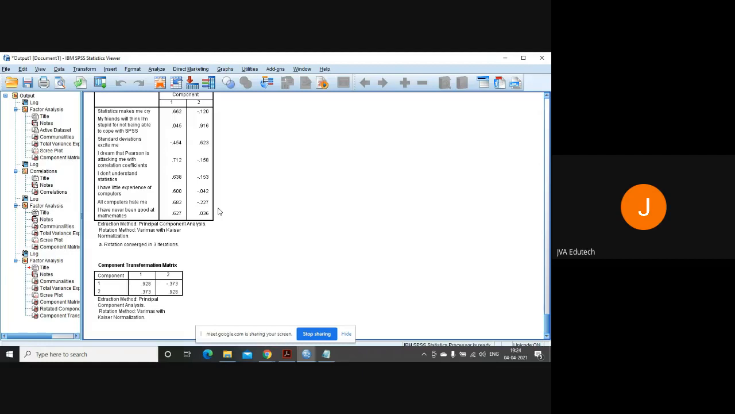Now coming to the second method, that is exploratory factor analysis. Again, it is a method of factor extraction, like principal component analysis. If the total variance is explained by common variance as well as some unique variances, then we go for this method, that is exploratory factor analysis.